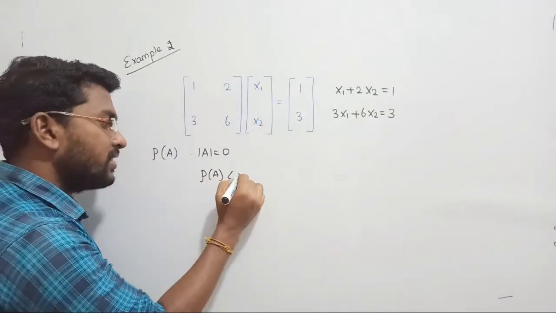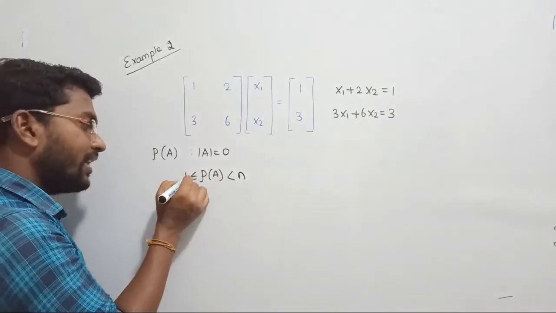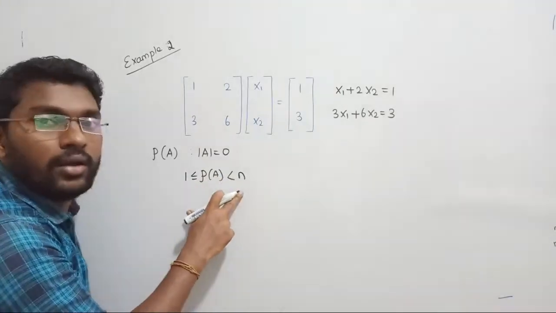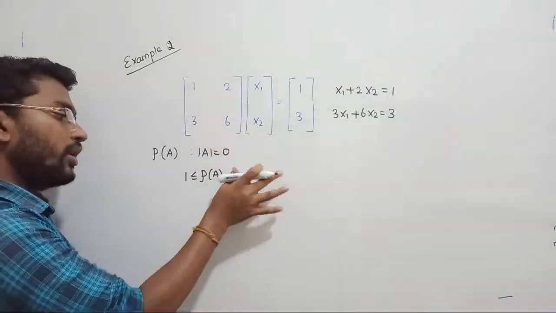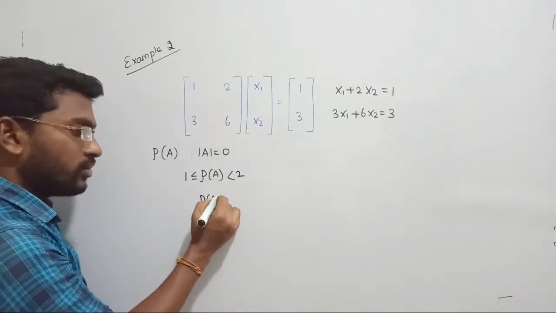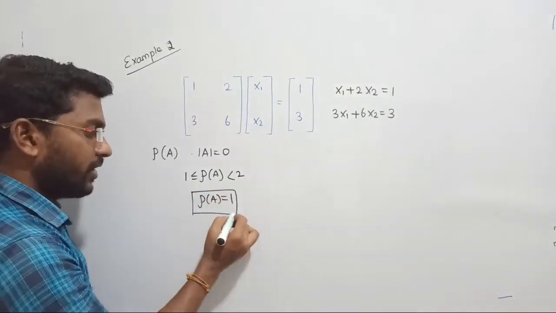For a singular matrix, the rank of the matrix has to be greater than or equal to 1, and it has to be less than n. What is n? The order of the matrix. What is the order of the matrix? 2 cross 2. So it has to be less than 2. Once again, as I just told you, if it is less than 2, then there is no option, it is equal to 1 only. So the correct answer is 1. Rank of the matrix A is over.